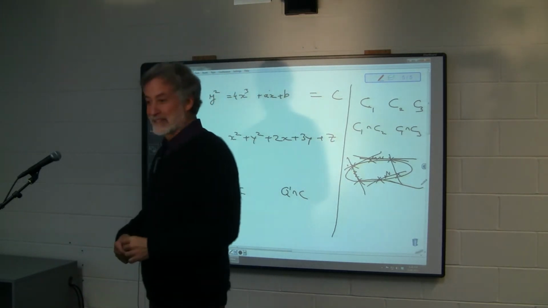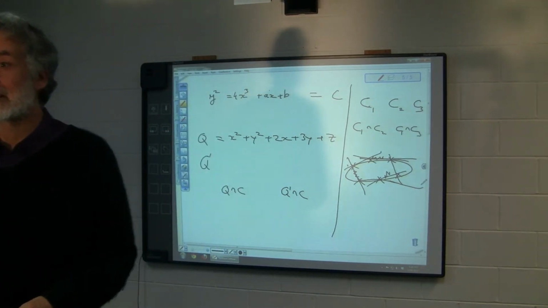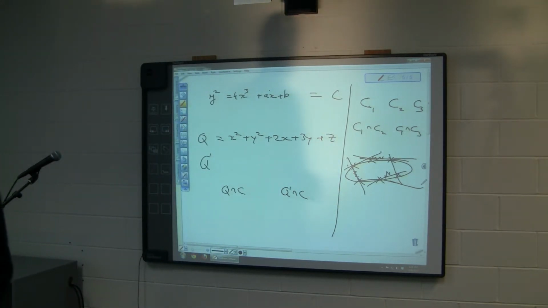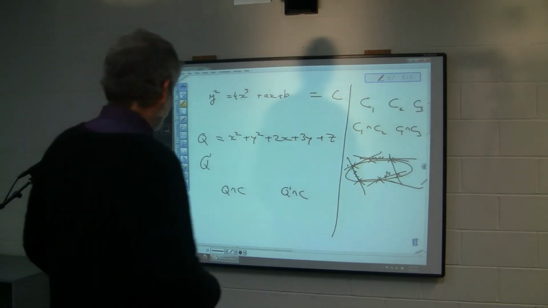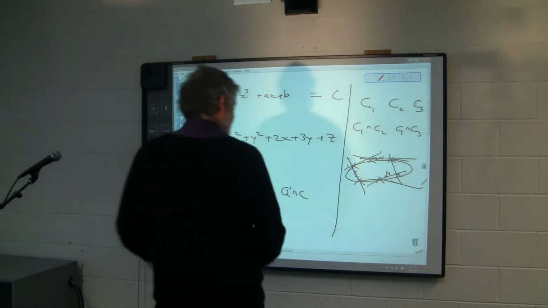Which surface are they collinear on? Sorry? They're collinear on the plane. On the plane, yes. It's plane geometry. It's wonderful.